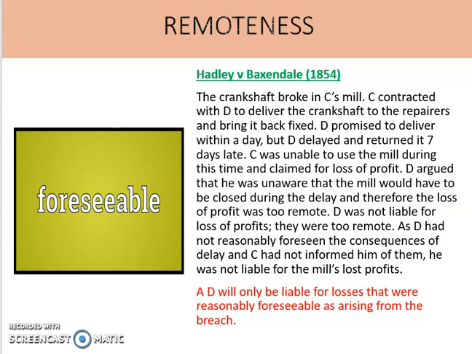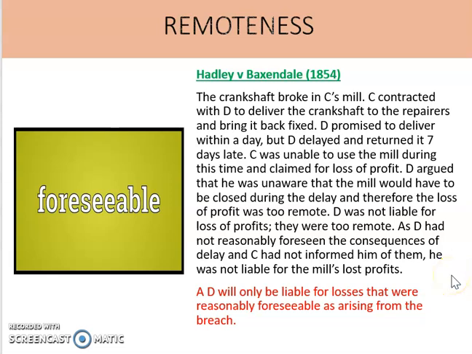The remoteness, the key case here is Hadley and Baxendale. And in this case, the crankshaft broke in the claimant's mill. So the claimant contracted with D to deliver the crankshaft to the repairers and bring it back fixed. The defendant promised to deliver within a day, but the defendant was delayed and returned it 7 days late. And our claimant was unable to use the mill during this time, and he was claiming against the defendant for his loss of profit. The defendant argued that he was unaware that the mill would have to be closed during the delay, and therefore the loss of profit was too remote.